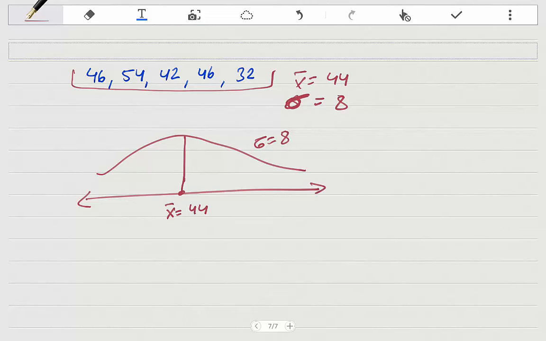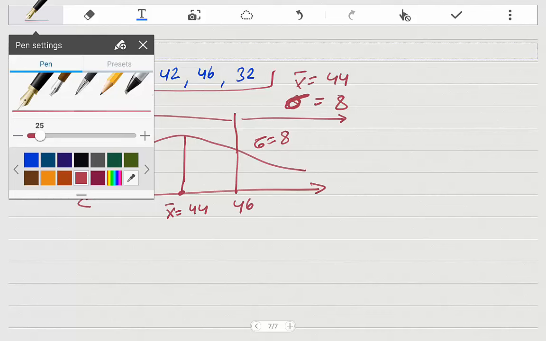I want to find out, let me take a nice number here. Suppose I want to find out the first value, 46. 46 would be here, isn't it? So left of 46, I want to find out what percentage of the values lie left of 46 and what percentage of the values lie right of 46. Okay? This is what I want to find out. Let me change the color.